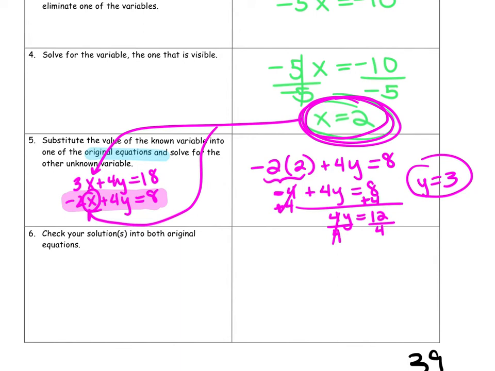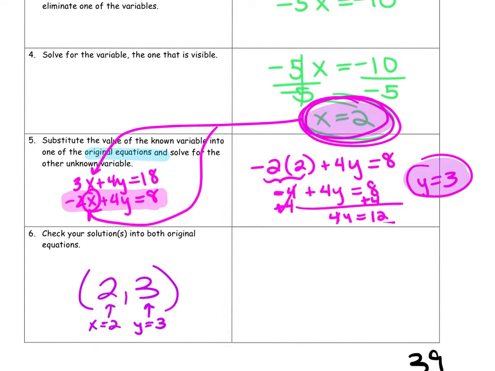Now, have we solved our solution to the system of equations? I've got an x and I've got a y. Yes, we did. That's the solution: 2, 3, because x equals 2 and y equals 3. So now we just have to go back and check. We just want to do our little check, make sure everything worked out okay.